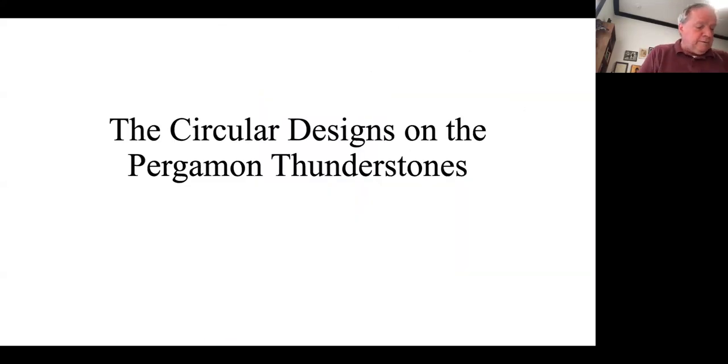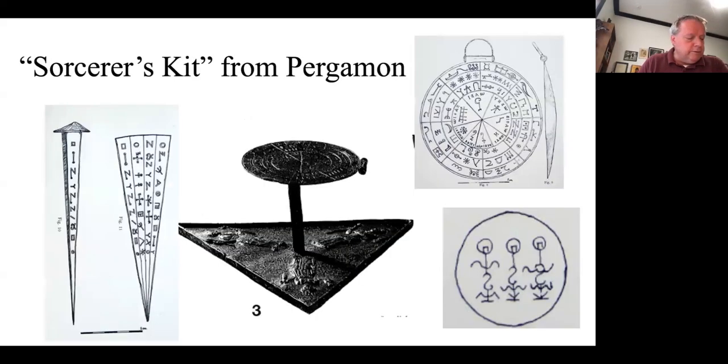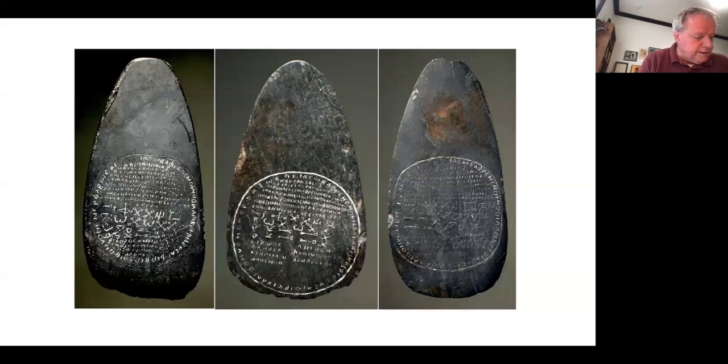Our third example is perhaps the most familiar because it belongs to one of the most famous caches of late Roman magical texts and objects, the so-called sorcerer's kit from Pergamon, a collection of about a dozen magical implements, most of them bronze and inscribed with magical words or symbols. The kit also included thunderstones. Unlike the axe heads from Ephesus and Argos, these thunderstones are carefully sliced and then inscribed on both sides with different formulas.